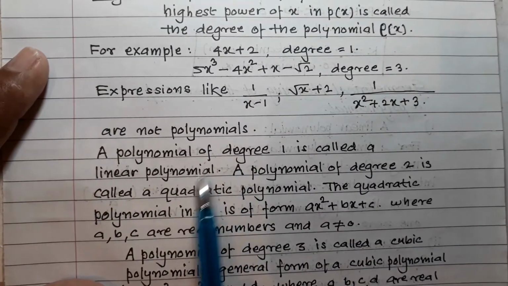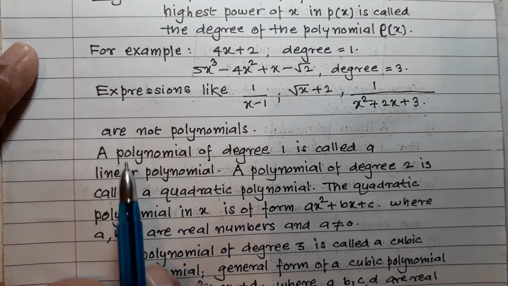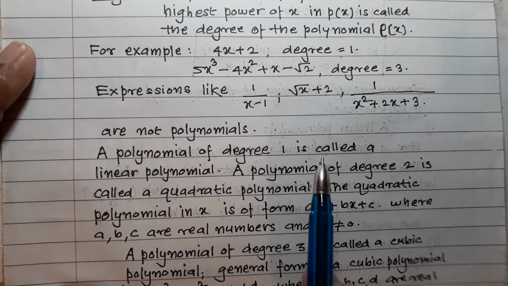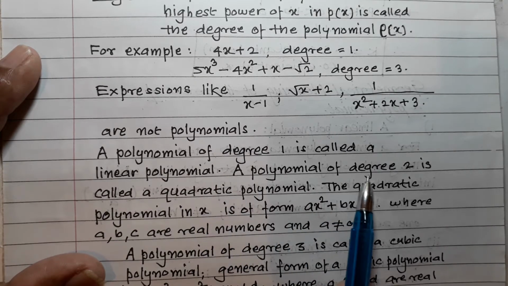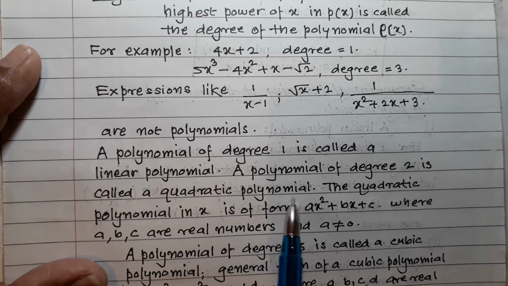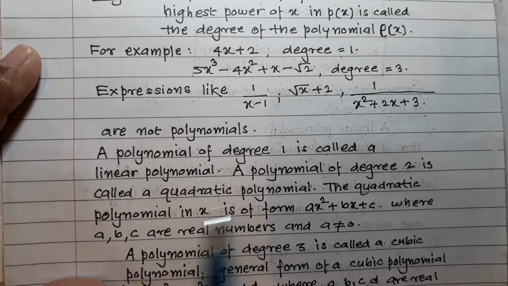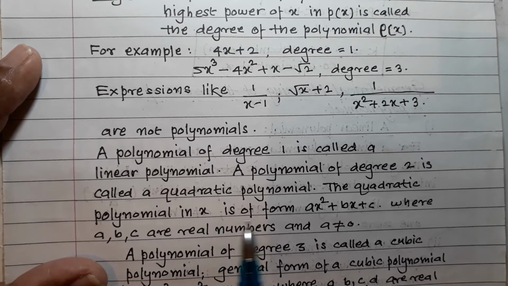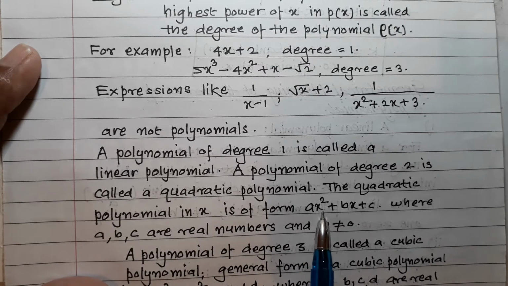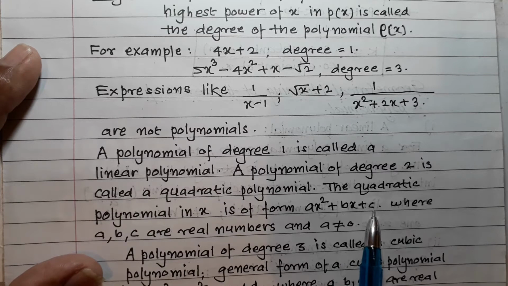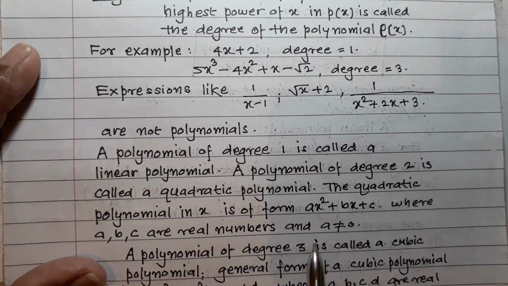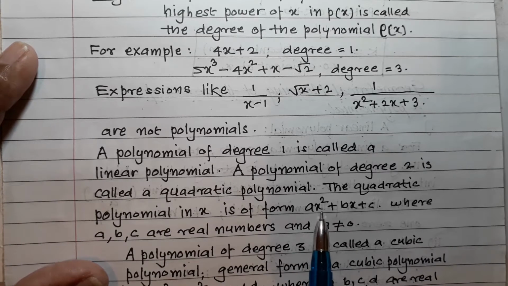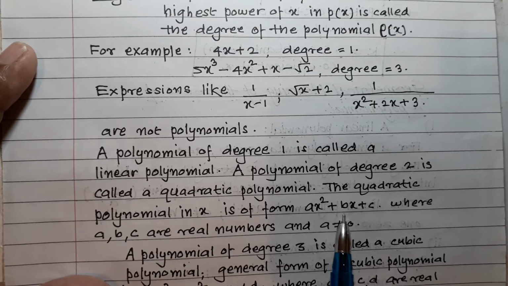A polynomial of degree 1 is called a linear polynomial. A polynomial of degree 2 is called a quadratic polynomial. The quadratic polynomial in x is of the form ax square plus bx plus c, where a, b, c are real numbers and a is not equal to 0. If a is equal to 0, then this polynomial becomes a linear polynomial.